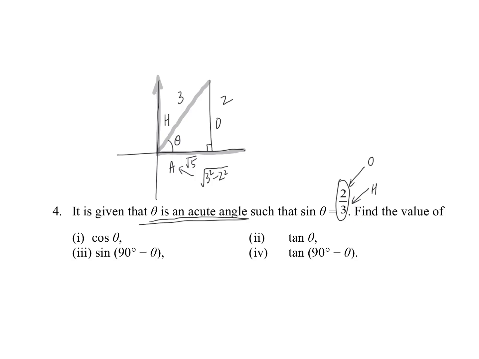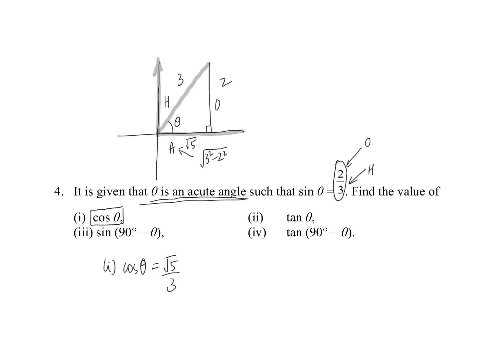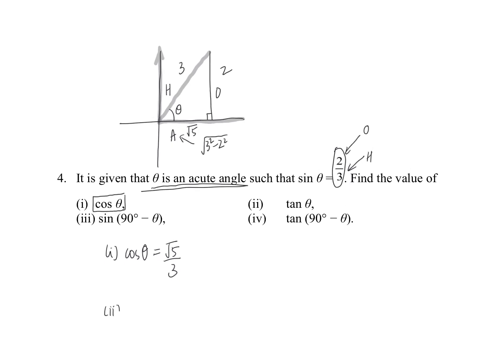Then now the question says, can you find what is cosine theta? So part 1, cosine theta would be A over H. So root 5 over 3. Okay, part 2, we want to find tangent theta, which is O over A. We usually don't leave your answer with a surd in the denominator. So just go and rationalize it. So you should get 2 root 5 over 5 as the final answer.